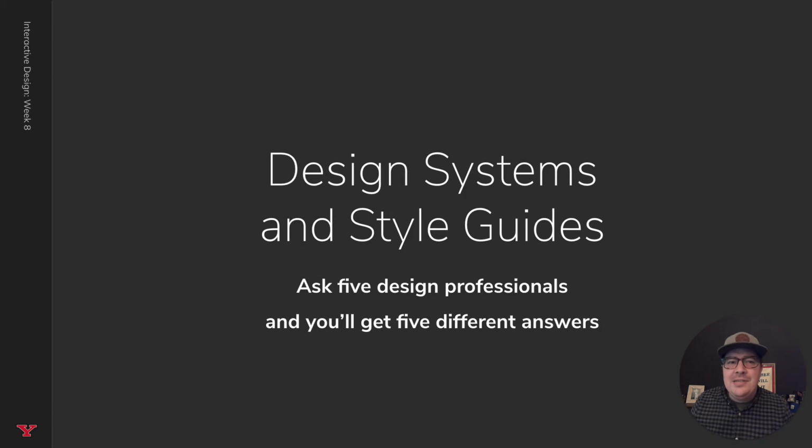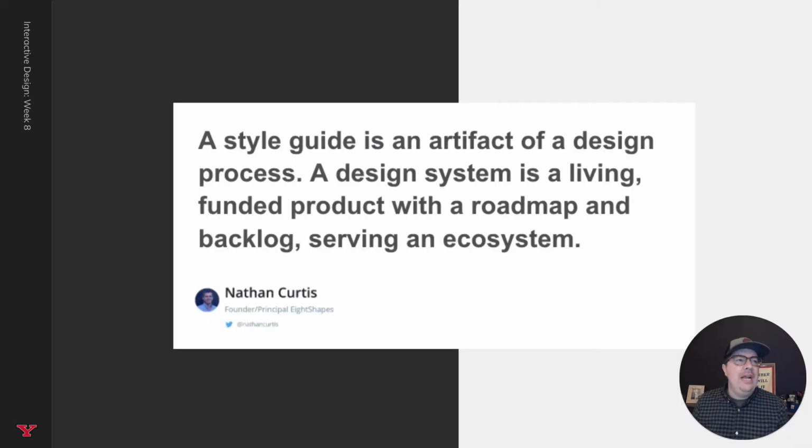So let's talk about design systems and style guides. If you ask 5 professionals what is a style guide or a design system, you're probably going to get 5 different answers. Here's 2 good answers that I really like. This is Nathan Curtis, founder and principal of 8 Shapes. It's a great follow on Twitter. A style guide is an artifact of a design process. A design system is a living, funded product with a roadmap, a backlog, serving an ecosystem.